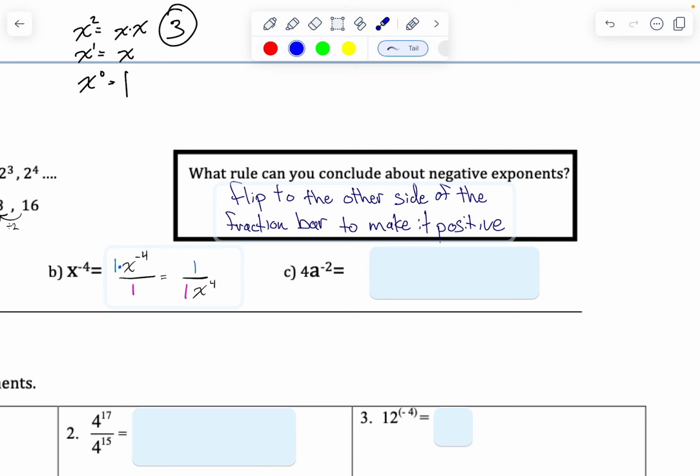If I have 4 times a to the negative 2, take a moment, pause the video, and see what you get. So here's what we can see. The 4 actually doesn't have a negative exponent, so it never moves places in the fraction. The a, which is raised to a negative 2, does have a negative exponent. So we're going to take it from the top of our fraction and write it on the bottom. And so our final answer will be 4 over a squared.